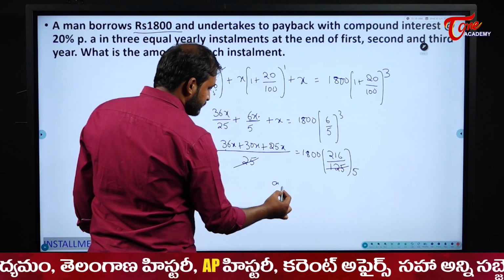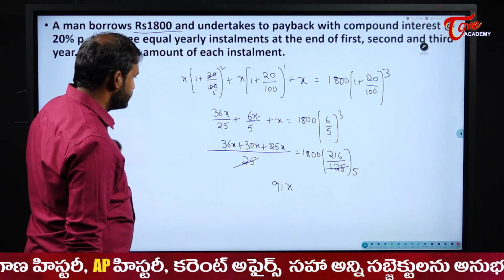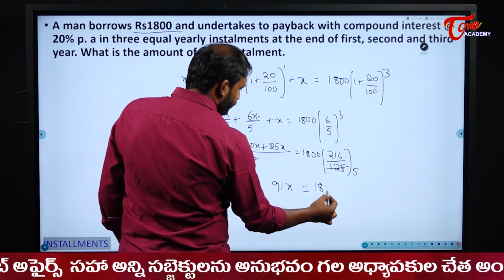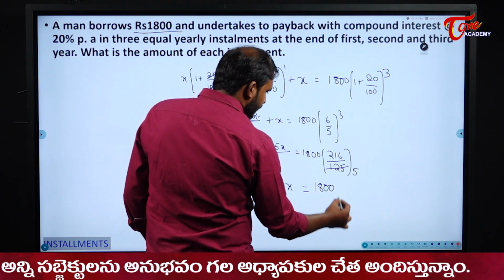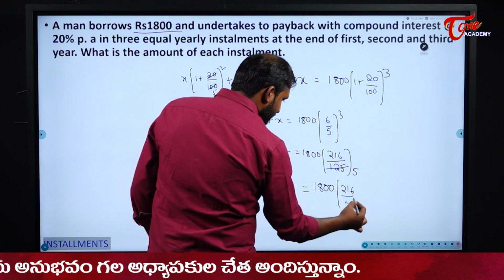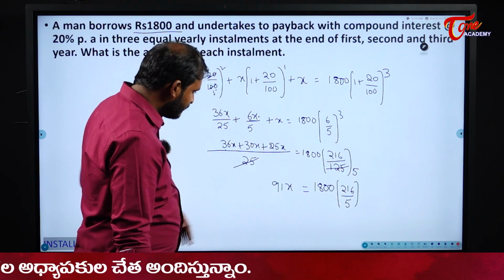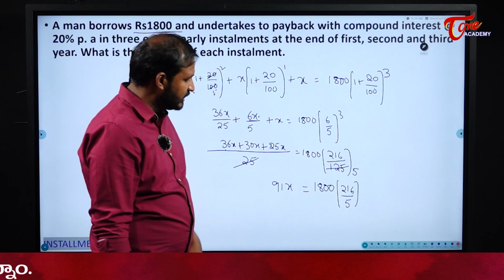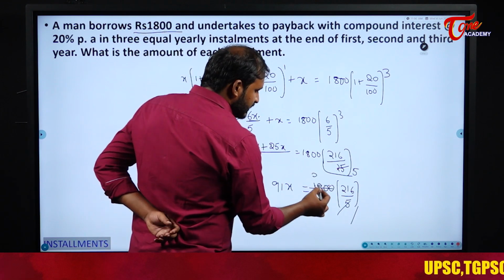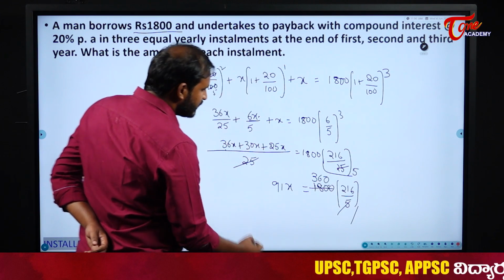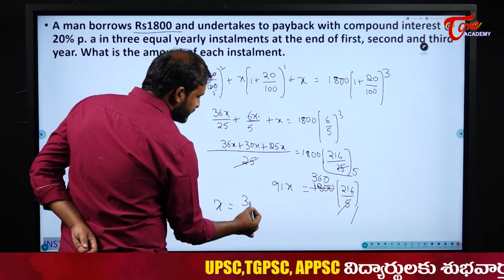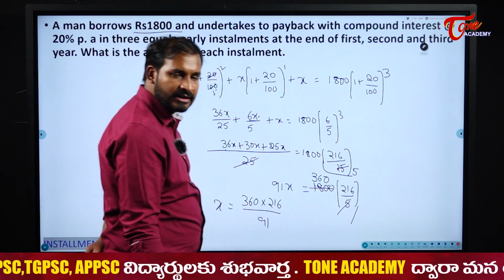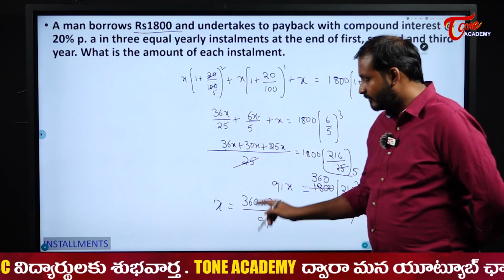So what does it become overall? 66x plus 25x, that is 91x, right? 91x is equal to 1800 into 216 by 5. 91, 13 into 7 is 91. Anyway, it is not going to cancel with 13 and this is not going to cancel with 7. Now we will check. 5 3s are 3060. So here x is equal to 360 into 216 by 91. You will get something in mixed fraction. Okay, right? Solve it, you will get the answer.